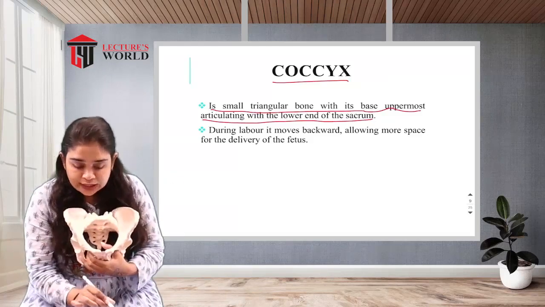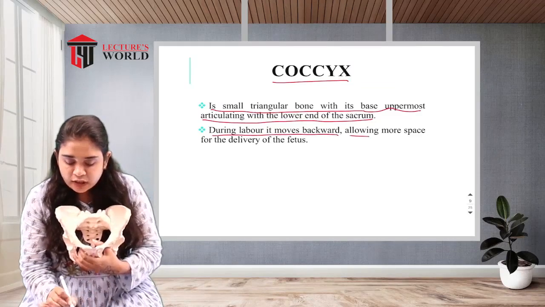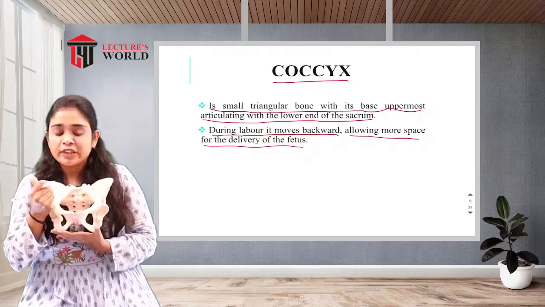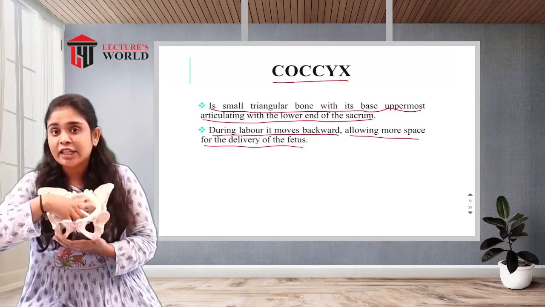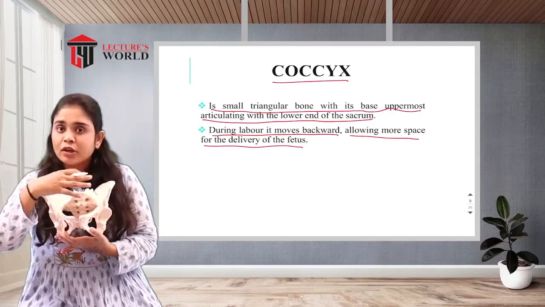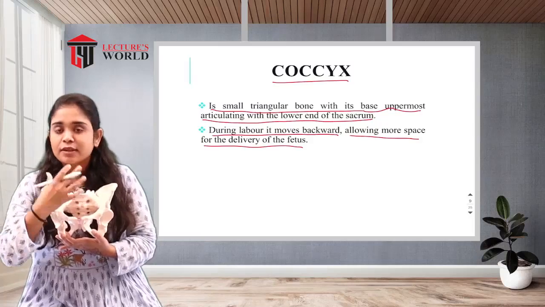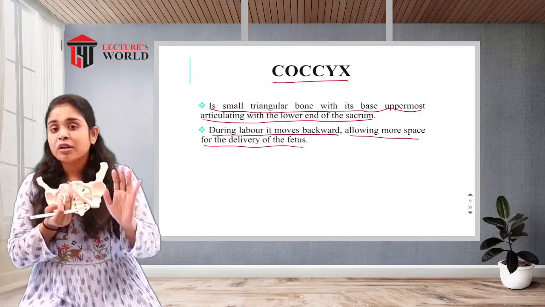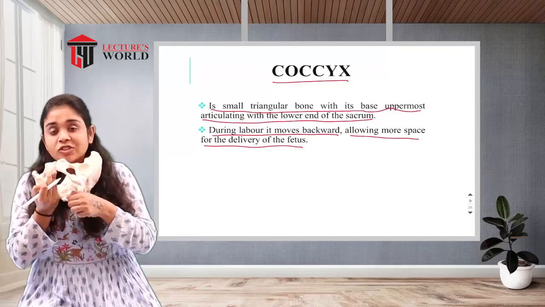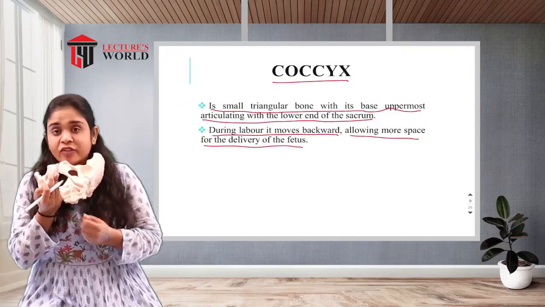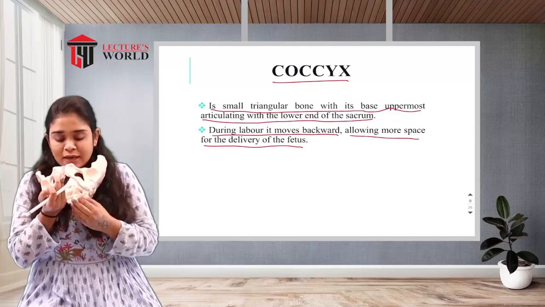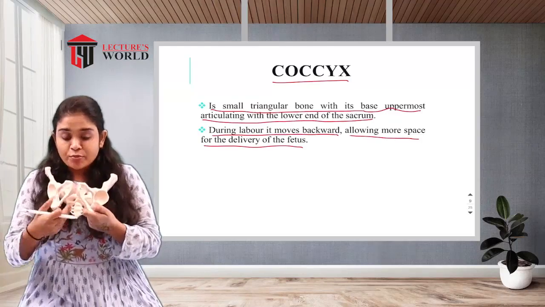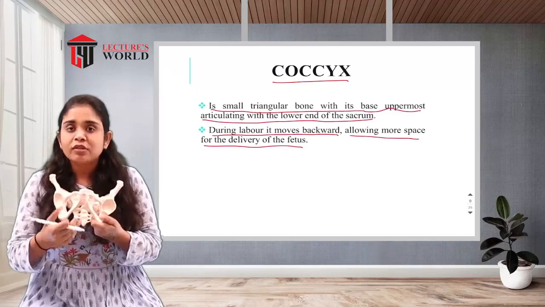During labor it moves backward and allows more space for the delivery of the fetus. So what happens when the baby is coming through this cavity? The baby will first be in the false pelvis, then go to the true pelvis cavity, and then come out. At that time the coccyx moves backward, creating more passage so the baby can easily pass through the canal.